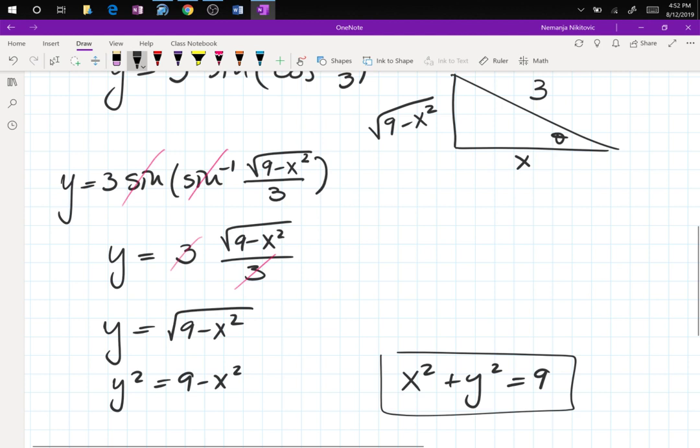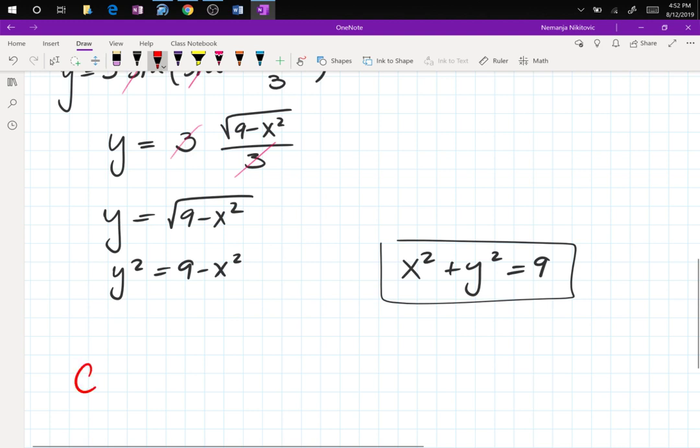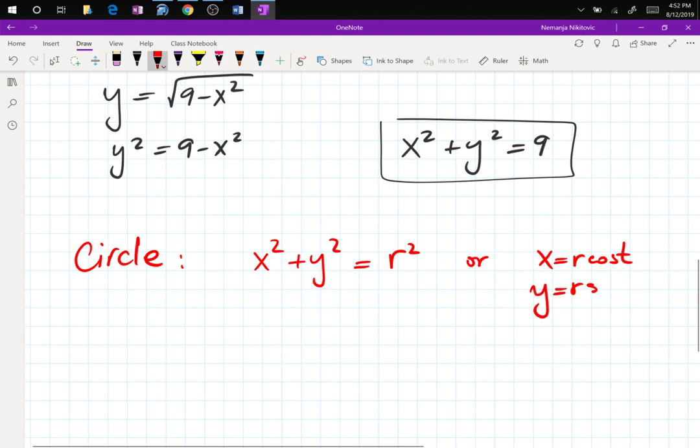So we just showed that those two parametric equations combined will give you the equation of the circle. So now you can write the circle here in blue. You can write the circle as x squared plus y squared equals radius squared. Or you can write the circle as x equals r cosine t and y equals r sine t, where this t is between 0 and 2 pi.